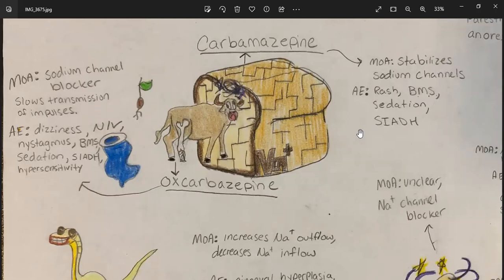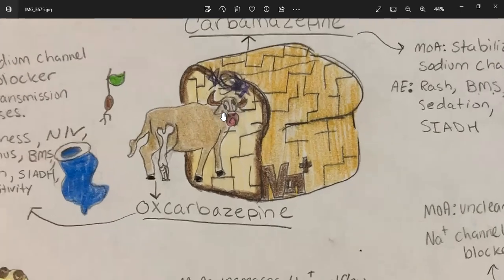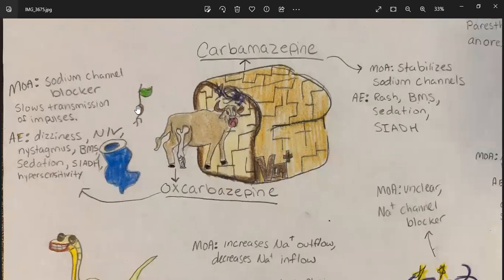Adverse effects for carbamazepine are your rash, sedation, SIADH, he's very sad. And then BMS is bone marrow suppression. That's why you can see his bones. And then adverse effects of oxcarbazepine is dizziness. So the ox is dizzy, nausea, vomiting. We have a vomit bag, nystagmus. He has wonky eyes, bone marrow suppression, sedation, SIADH, hypersensitivity.